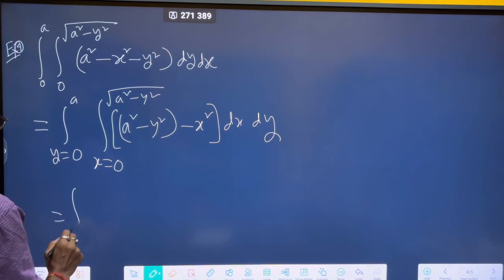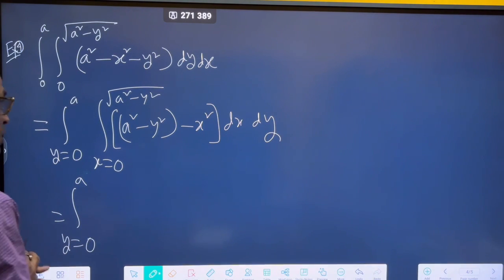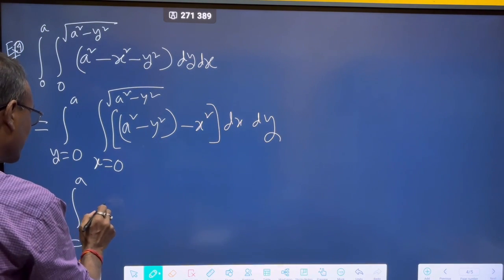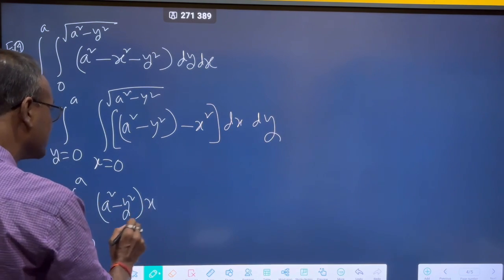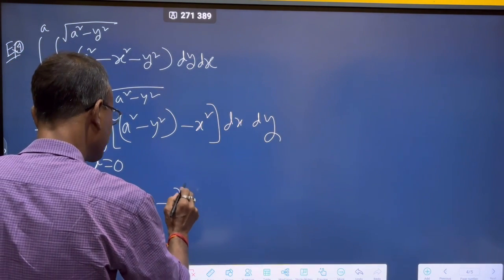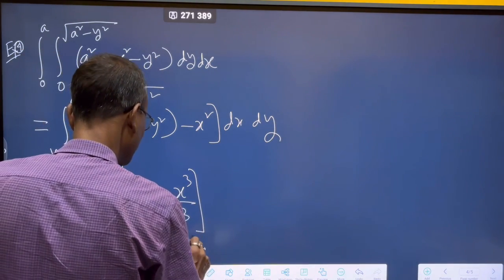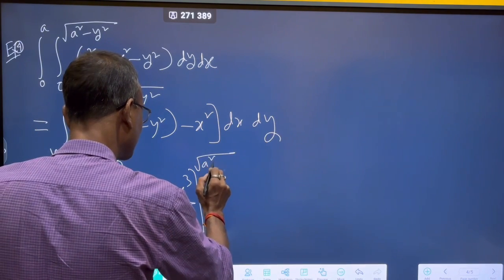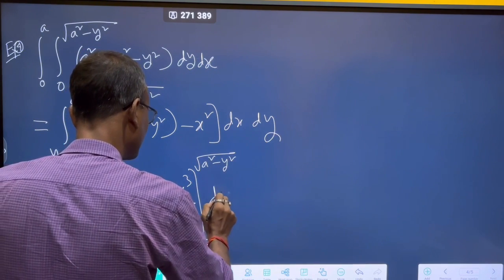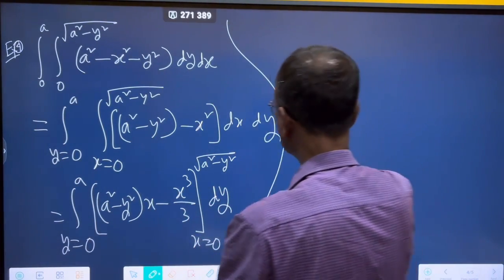This is equal to the integral y equal to 0 to a. With respect to x, integrate. You will get a square minus y square into x minus x cube by 3, x equal to 0 to root over a square minus y square.